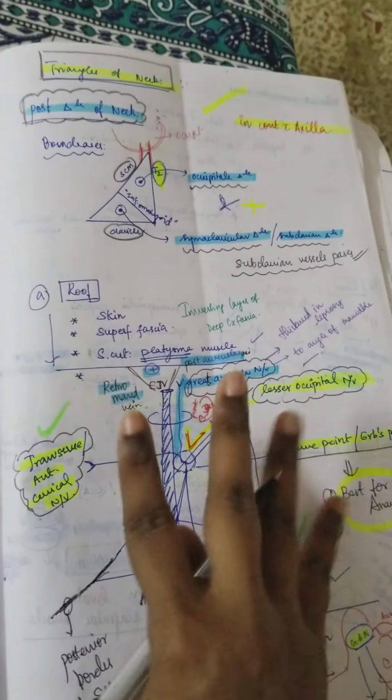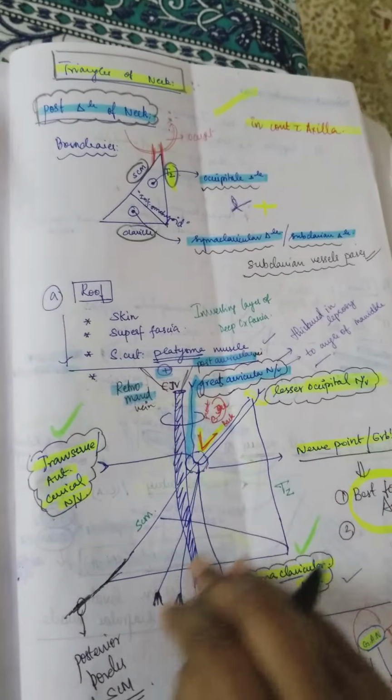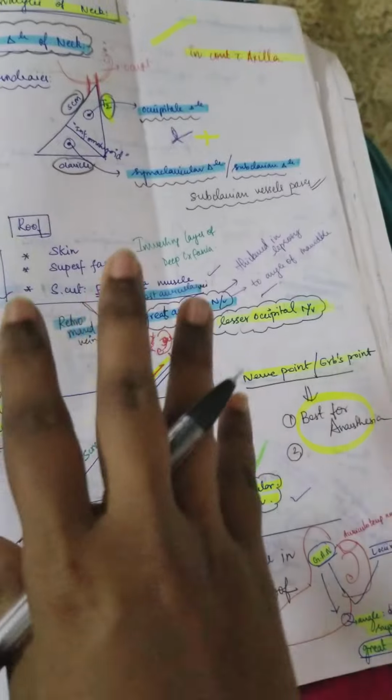Now in this you have a few nerves. If this is the ear, you'll have two nerves going like this. Anteriorly you have the great auricular nerve, which is thickened in leprosy and is also associated with Graves syndrome. And posteriorly you have the lesser occipital nerve. Now the importance of the great auricular nerve I'll tell you later.